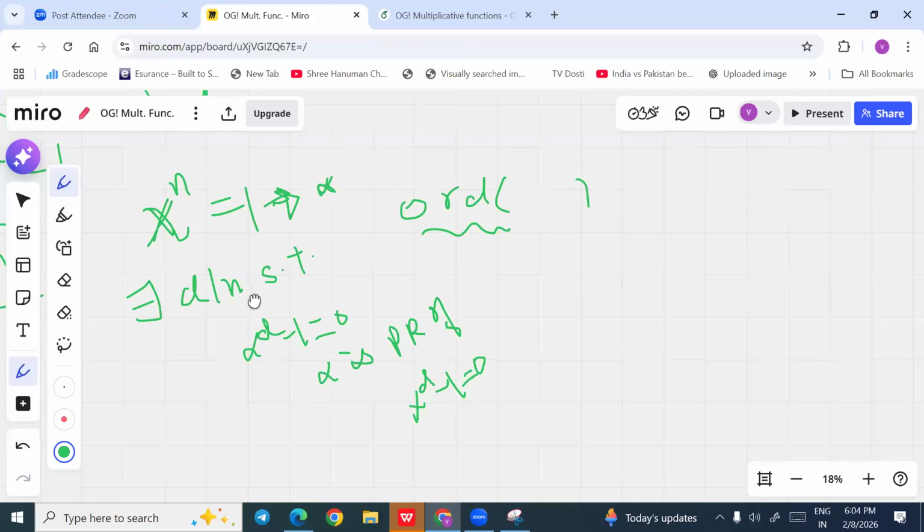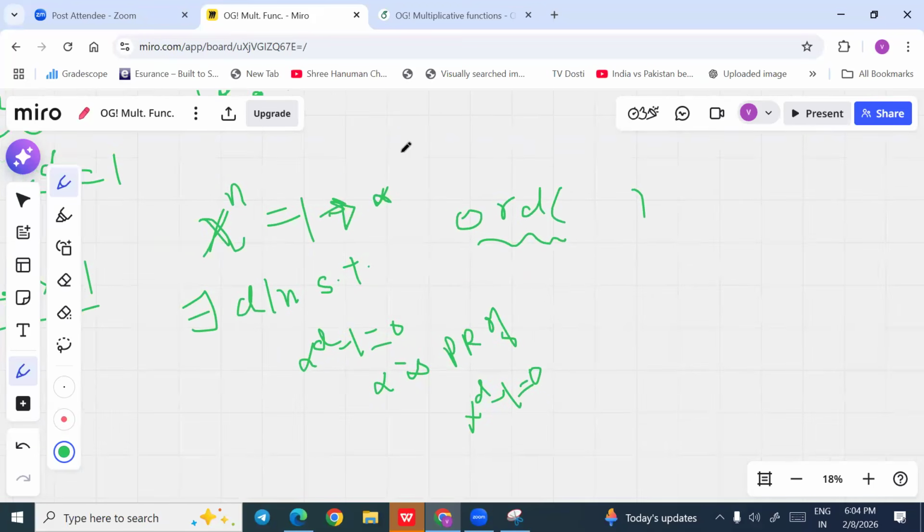So this is exactly similar to that. If D is the order of alpha such that it is equal to 1, then D has to divide anything which makes it 1. So D has to divide n. Since the order divides n, just take D to be the order.